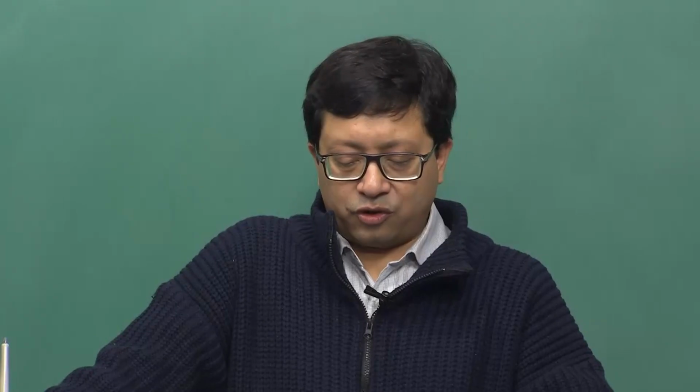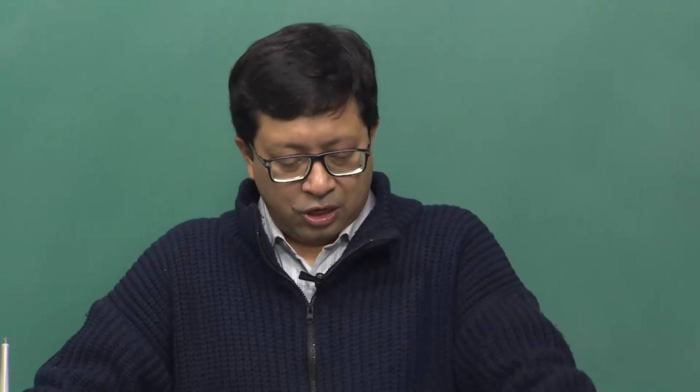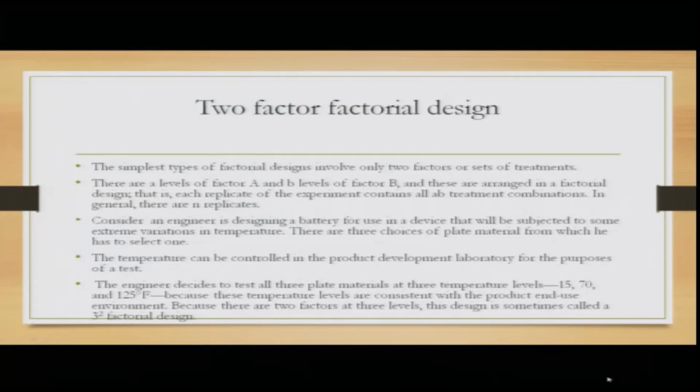So continuing our discussion of 2-factor factorial design models. The simplest type of factorial design involves only 2 factors or sets of treatments. Treatment, again, is the word used for the levels of the effects which you have. So consider again the example of the etching problem. Those were basically the levels of wattages of the power. So there are levels of factor A and levels of the other factor B, and they are arranged in a factorial design. That is, each replicate of the experiment contains all the combinations of the treatments. In general, there are n such replicates, depending on the numbers.